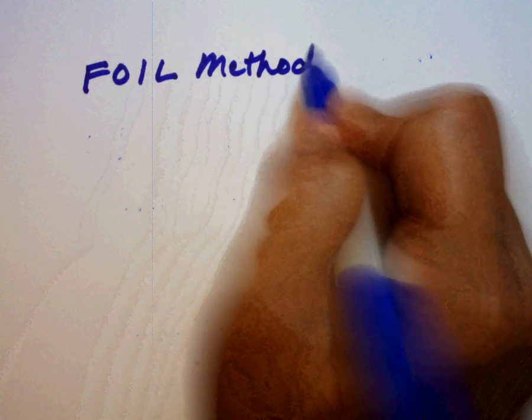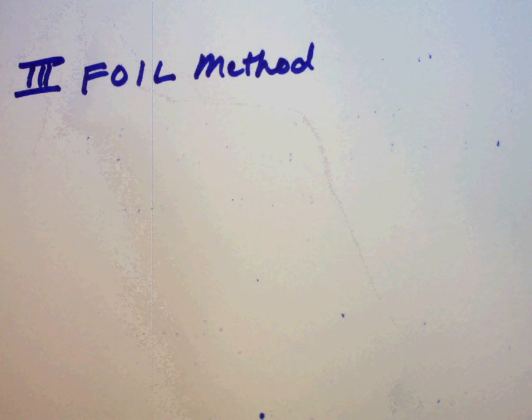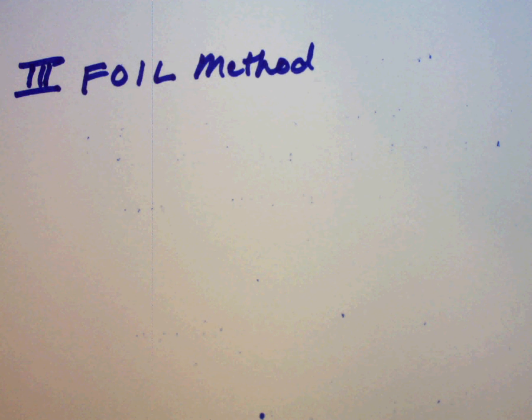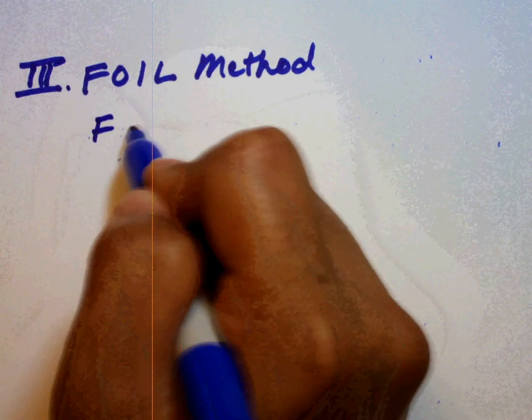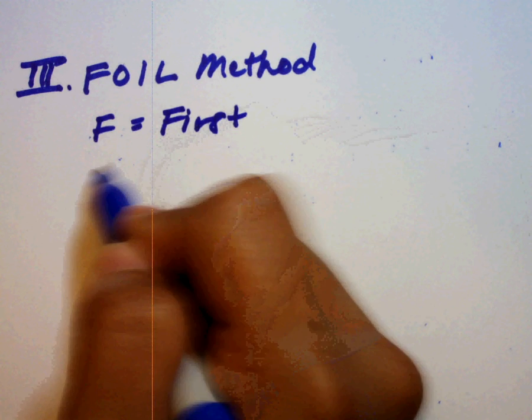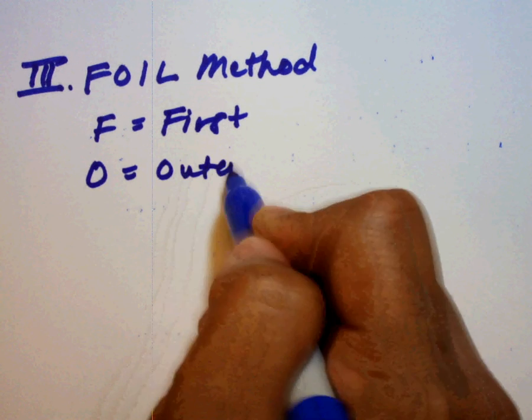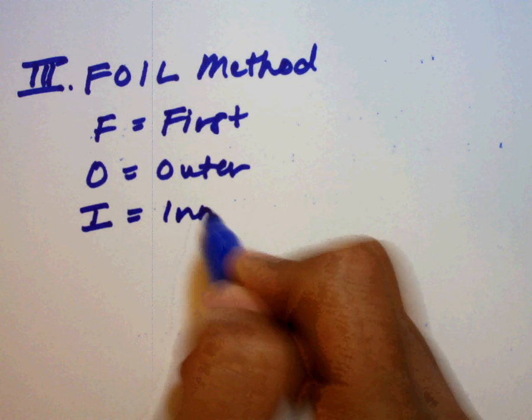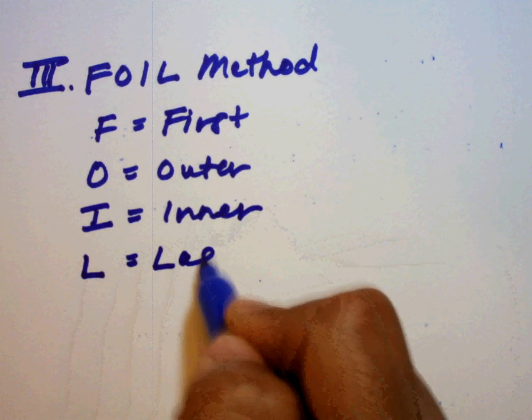The last method that we're going to learn is called the FOIL method. Okay. So, FOIL method. And this is the third method that we're going to learn. So the FOIL method is like an acronym. And F means first, O means outer, I means inner, and L means last.